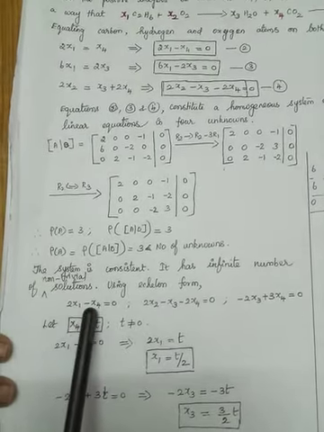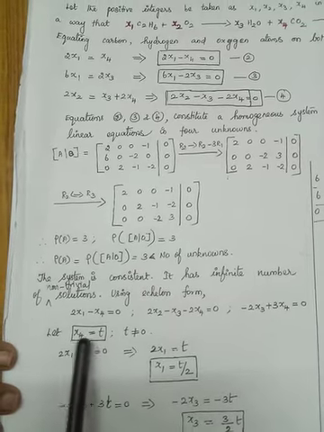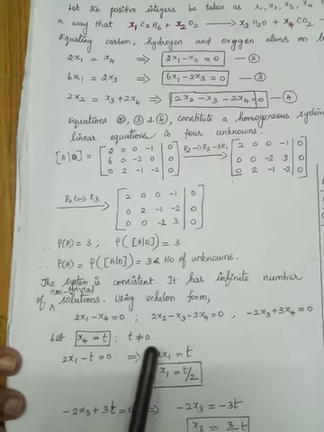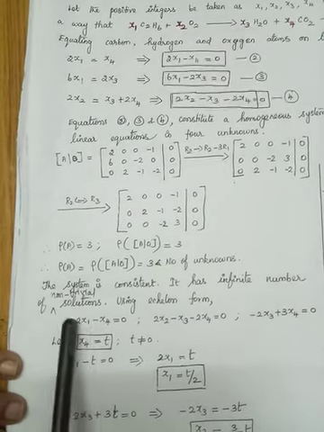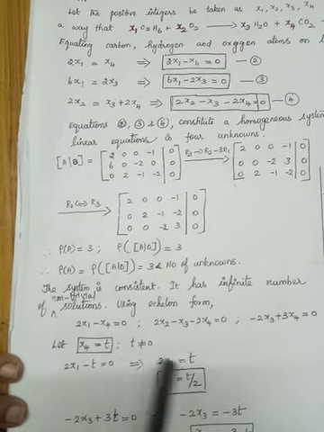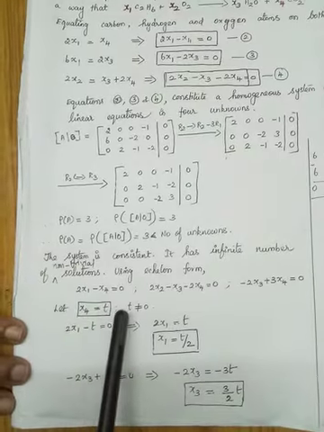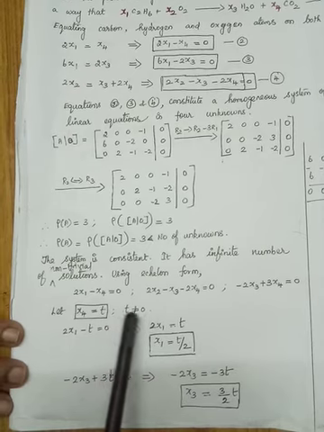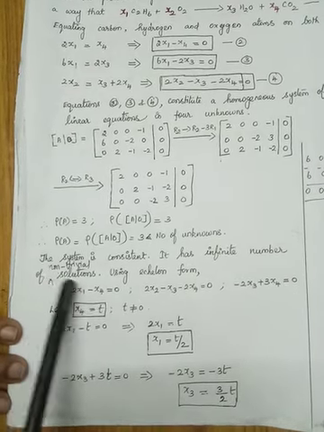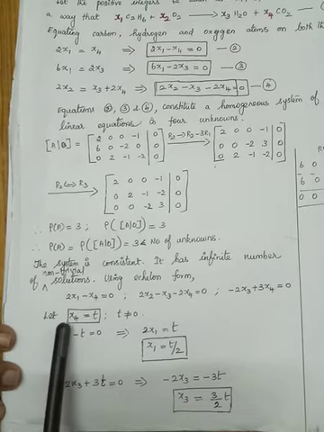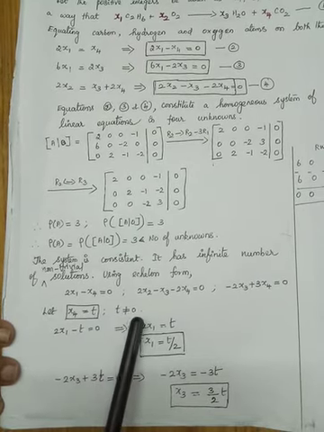So I am going to take x4 as t, where t is not equal to 0. If t is equal to 0, all of x1, x2, x3, x4 will become 0, so you will get the trivial solution. So you have to mention, this is the important one, t is not equal to 0. Then you have mentioned it is a non-trivial solution. So x4 is equal to t, where t is not equal to 0.